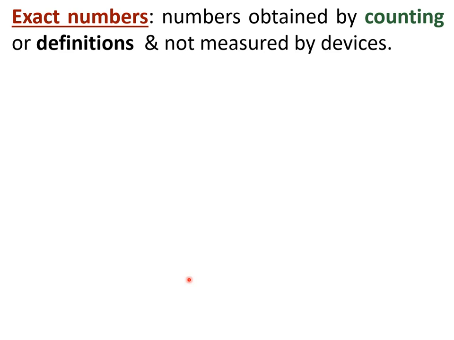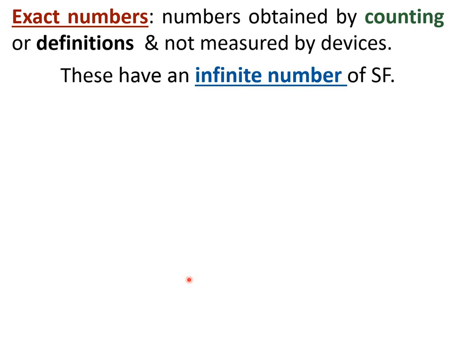Also, all numbers obtained by definition, as when you convert from 1 inch to centimeters, where the number is two point something, are exact because they are defined by a rule. And the rule for exact numbers is that an exact number contains an infinite number of significant figures.